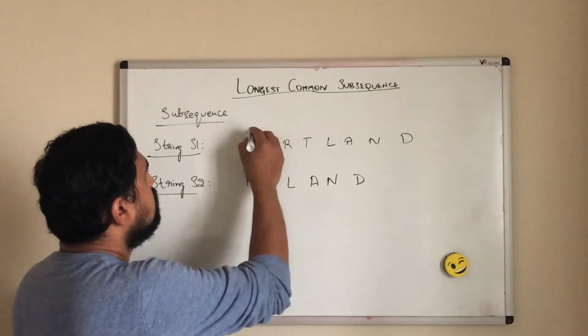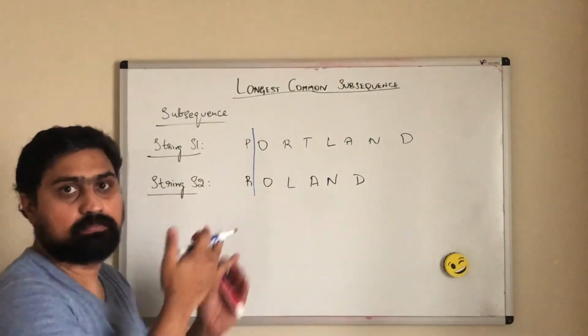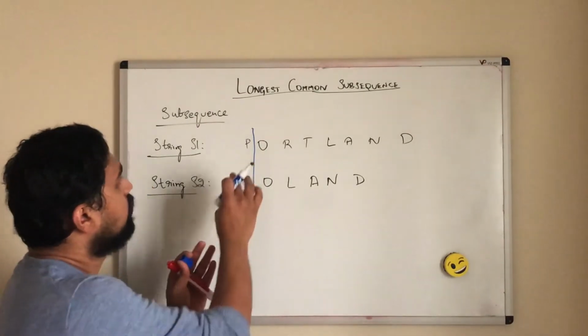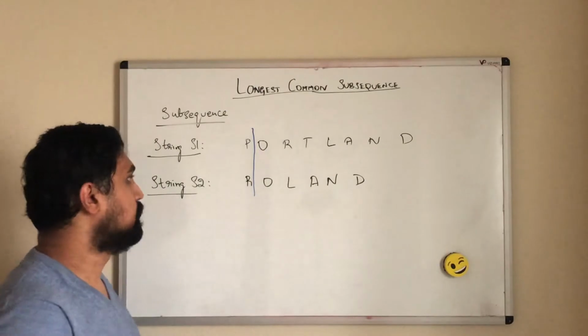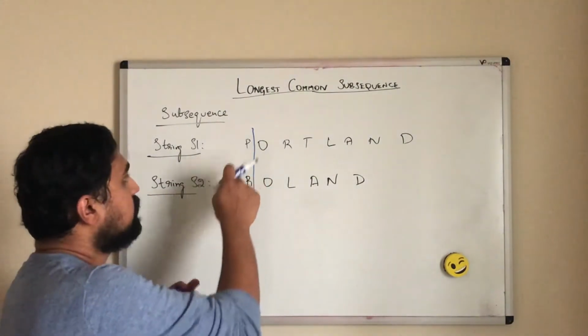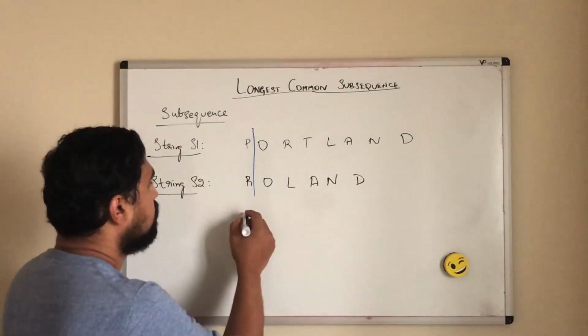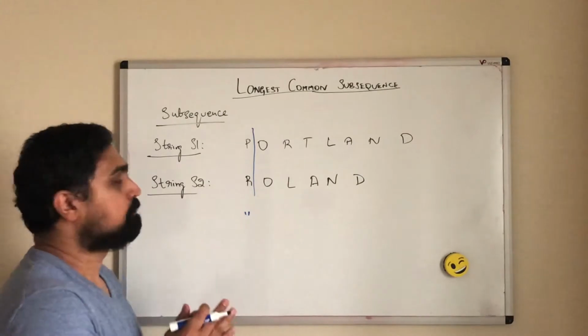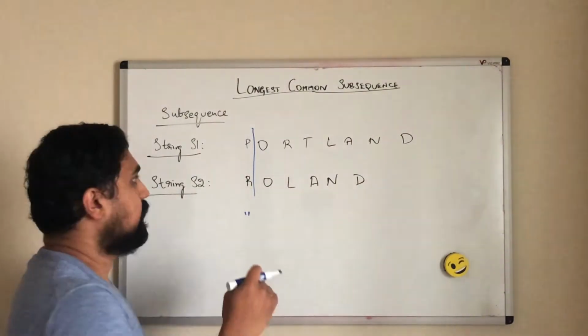Let's say the problem is only the first character in both the strings. Now, if it is only a single character, the comparison is very simple. So what is the longest common subsequence between these two characters here? It's basically the empty string, right? It's the empty string.